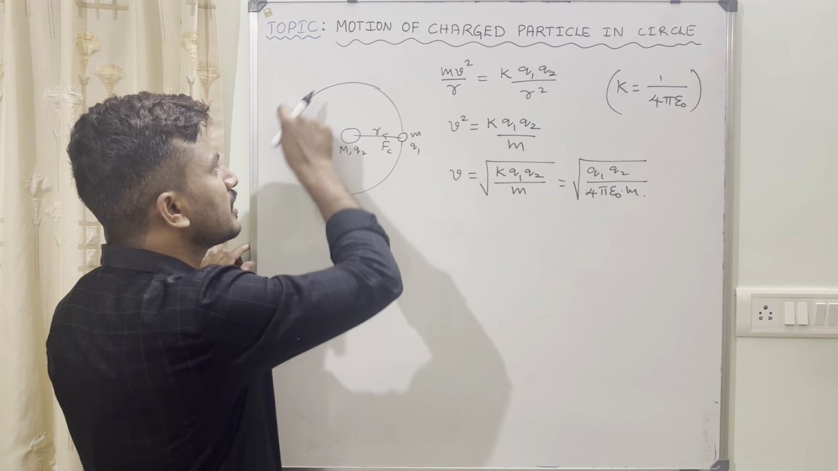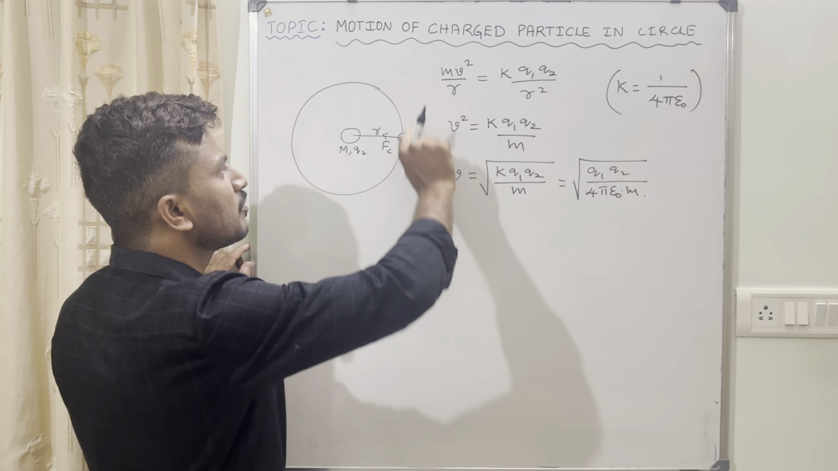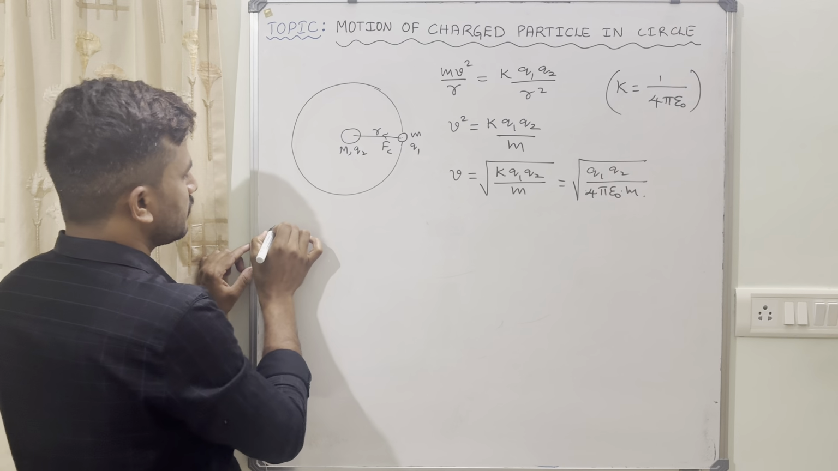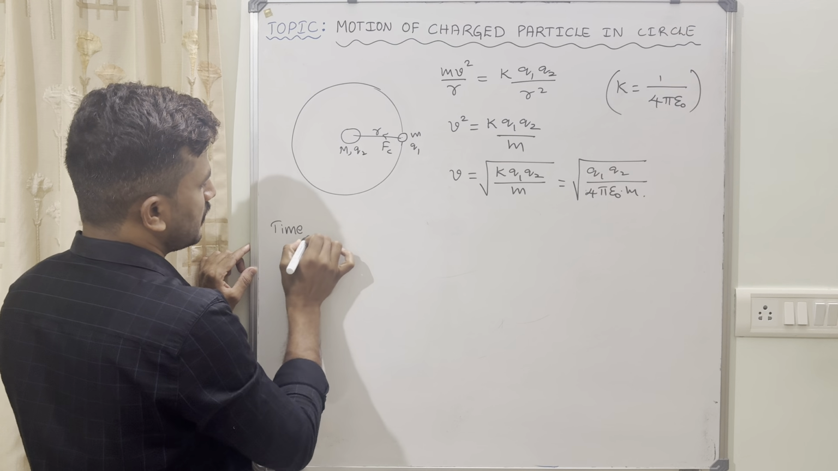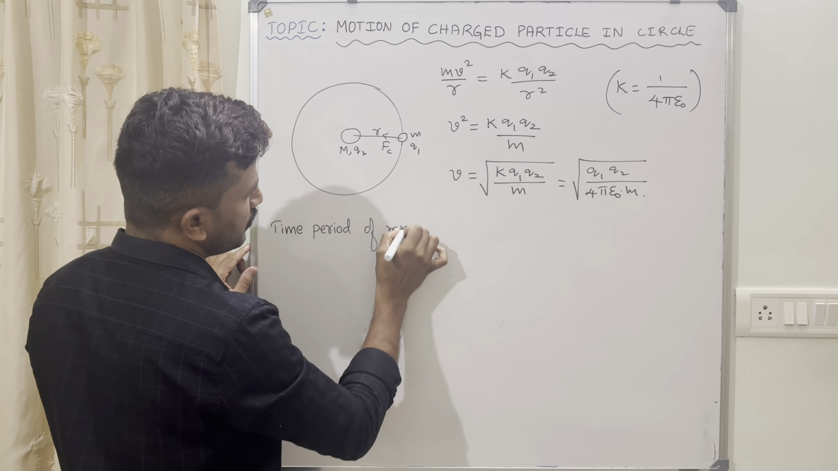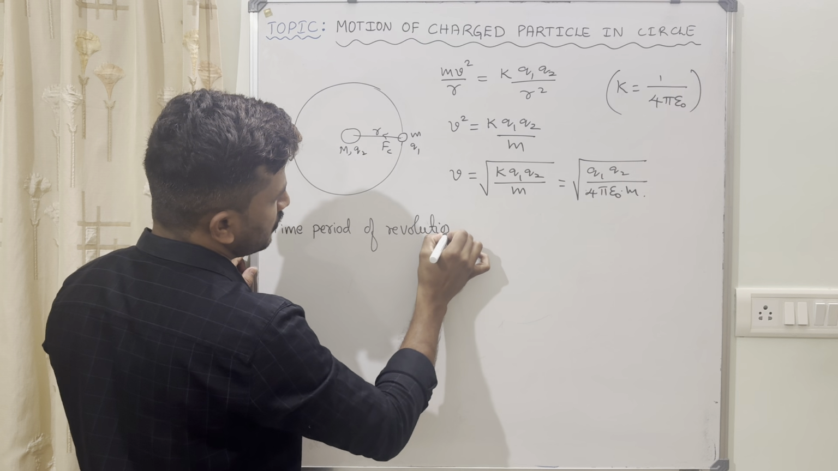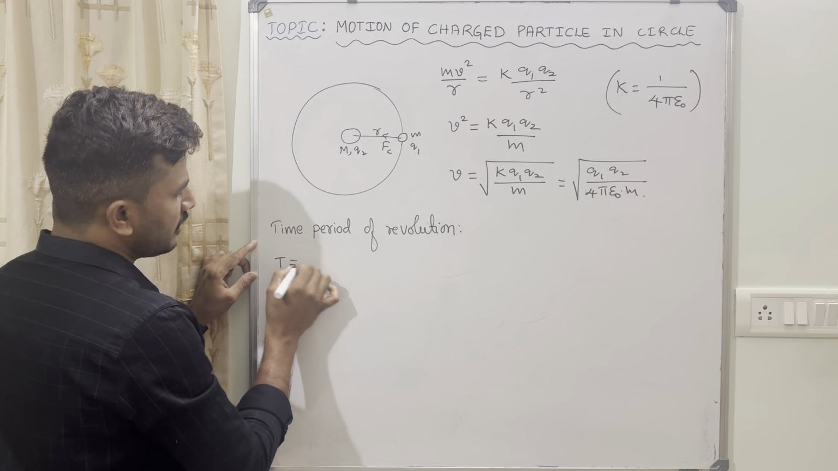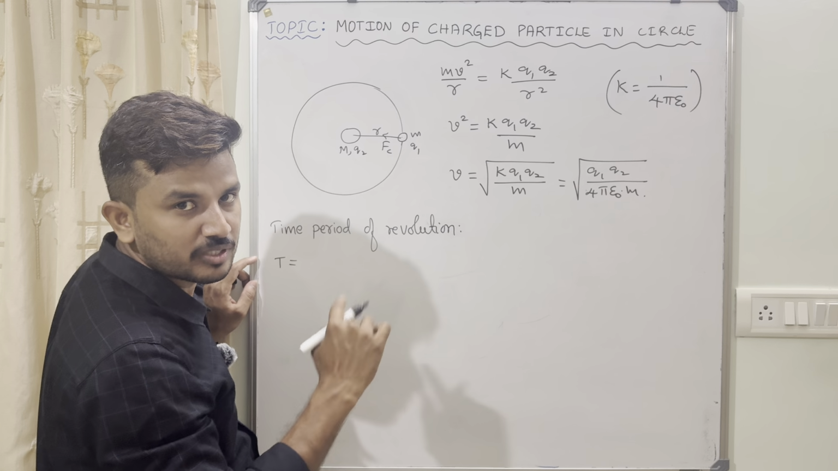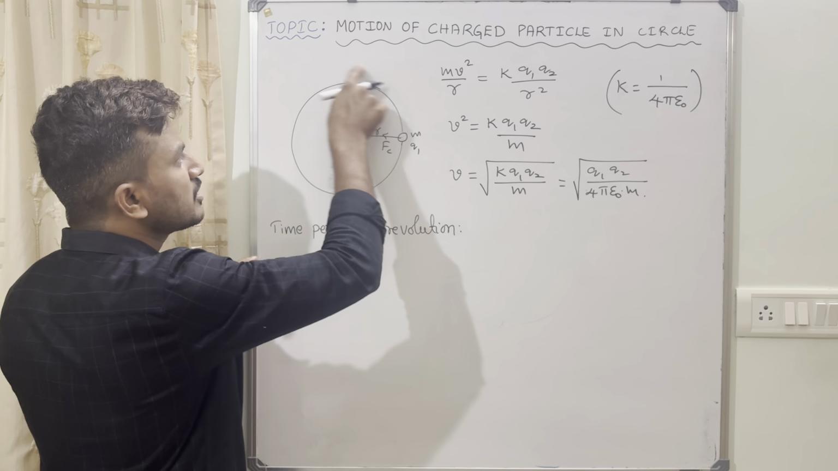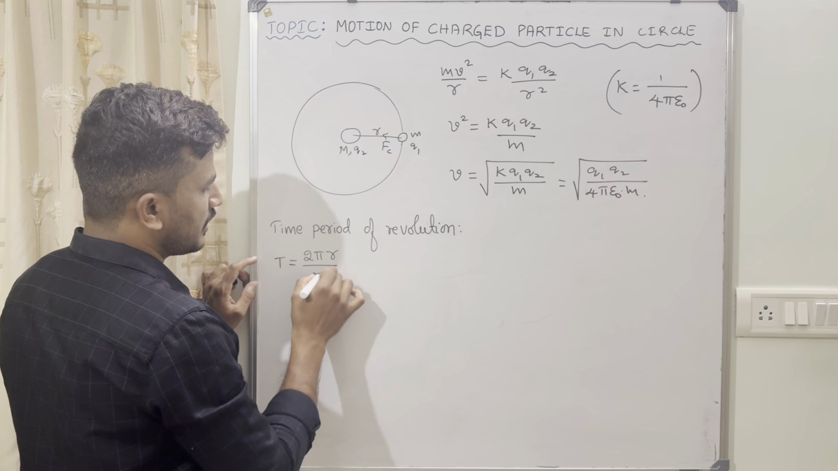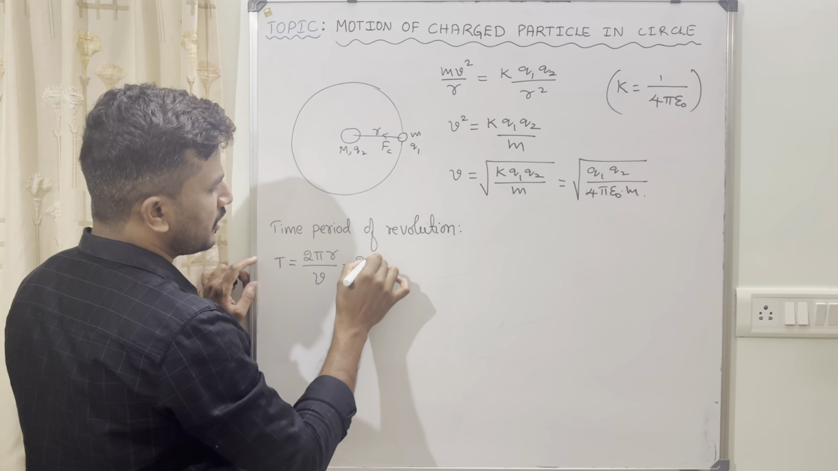So how long will it take for the electron, or the charged particle q1, to revolve around this q2? That is called the time period of revolution. The time period of revolution is given by total distance travelled divided by velocity, because velocity is equal to distance travelled by time taken, no? So time taken is equal to distance travelled by velocity. Total distance travelled is the circumference, that is 2 pi r, divided by velocity.